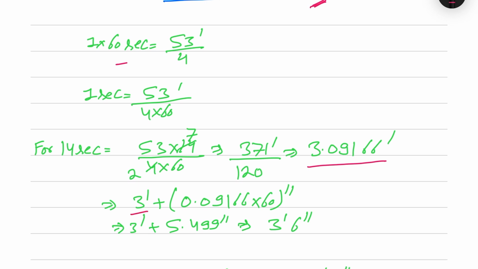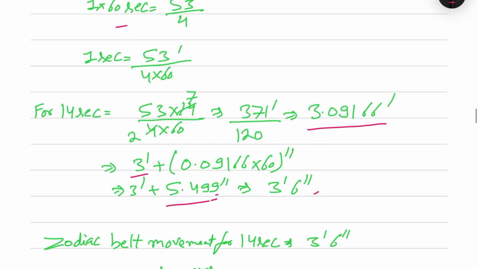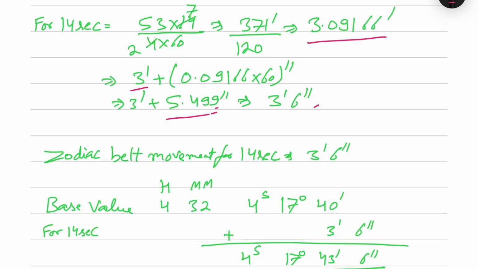So it is 3 arc minutes and 5.499 arc seconds. You can round it off to either 3 minutes 5 arc seconds or 6 arc seconds. It is approximately the same value, since both values are 99. So I rounded it to 3 arc minutes and 6 arc seconds. A difference of 1 or 2 arc seconds will not make any change in the answer. So the zodiac belt movement is 3 arc minutes and 6 arc seconds in 14 seconds.